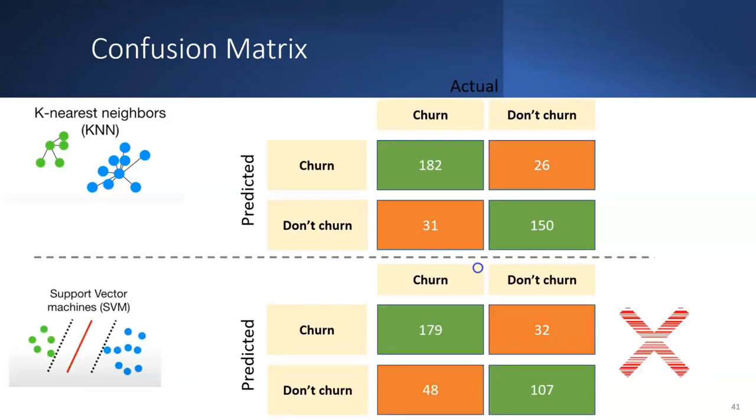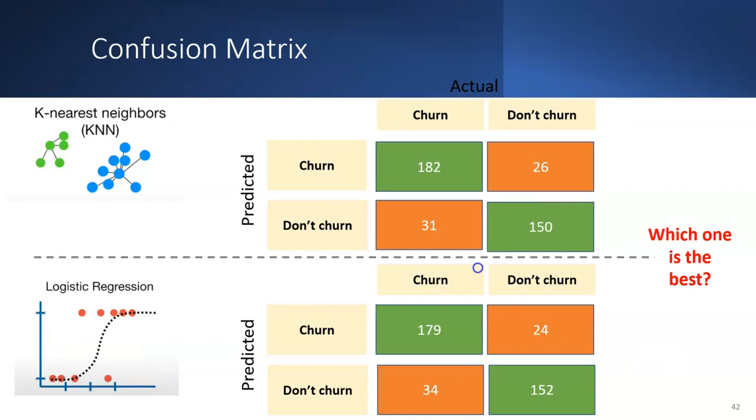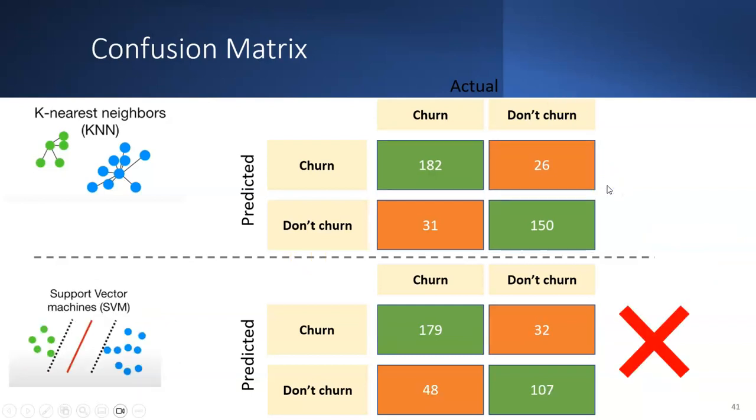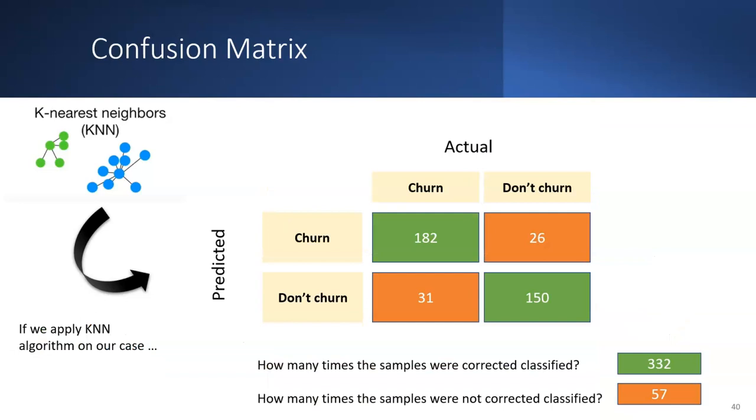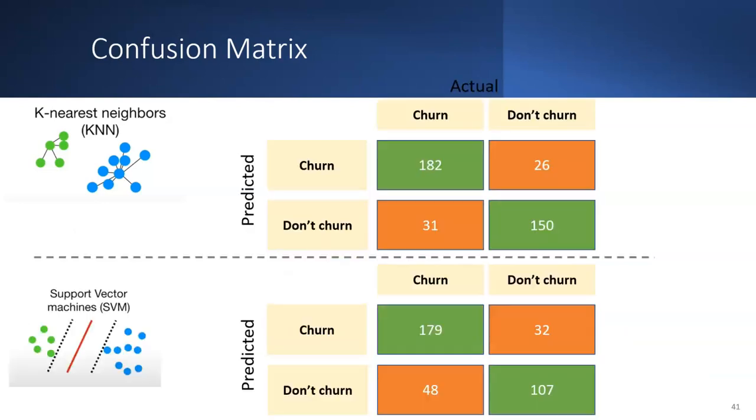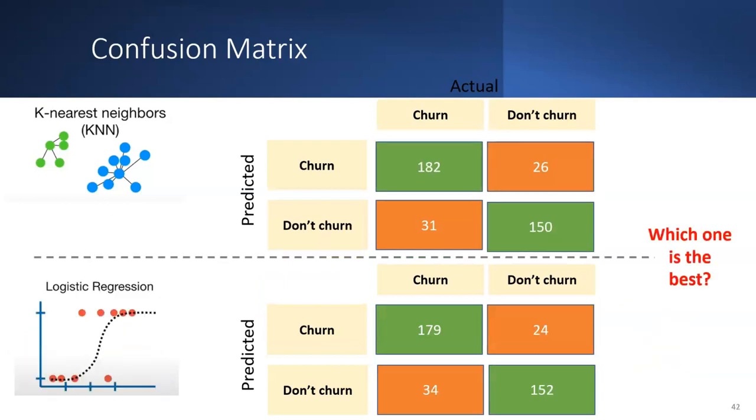Similarly for the other method, if you compare this with the previous one, this one is not the desired one, because the correctly classified count is very low, so we don't choose this one. And KNN is more preferable.